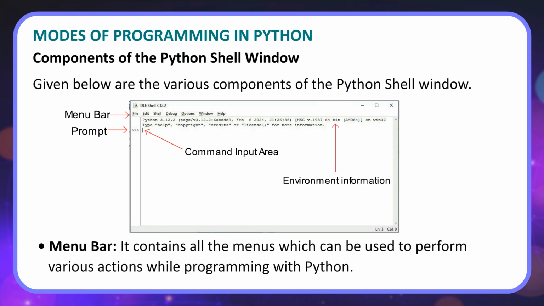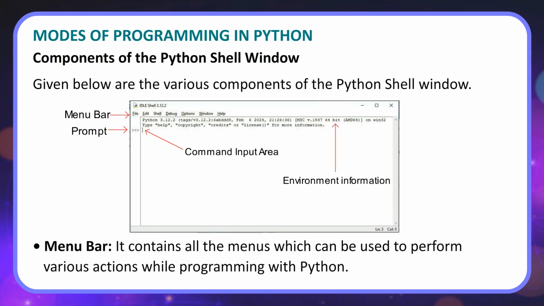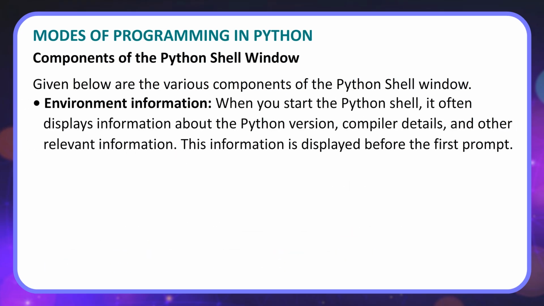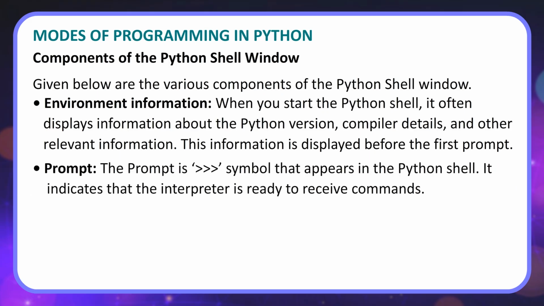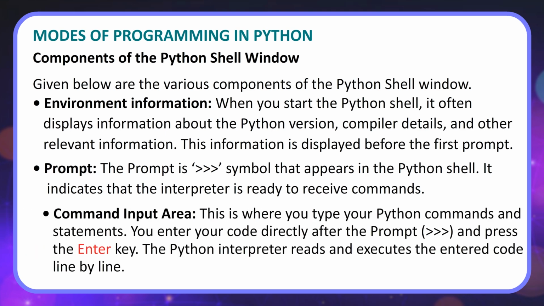Environment information. Menu bar. It contains all the menus which can be used to perform various actions while programming with Python. Environment information. When you start the Python shell, it often displays information about the Python version, compiler details, and other relevant information. This information is displayed before the first prompt. Prompt. The prompt is a symbol that appears in the Python shell. It indicates that the interpreter is ready to receive commands.